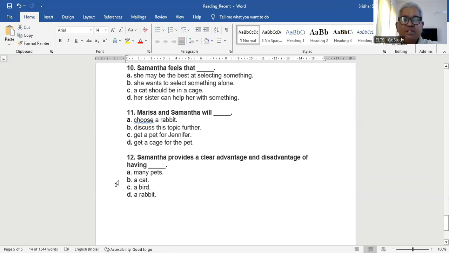Question number 12. Samantha provides a clear advantage and disadvantage of having dash. A, many pets. B, a cat. C, a bird. D, a rabbit. Samantha provides a clear advantage and disadvantage of having many pets, is the right answer.